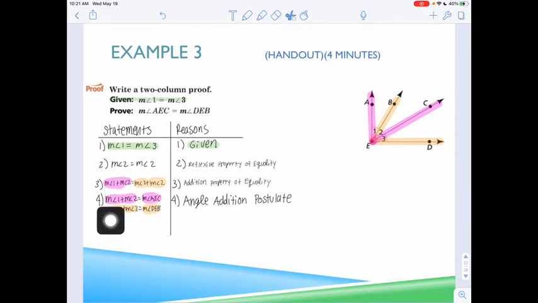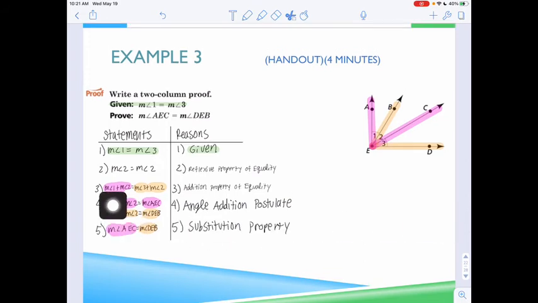However, we can also see in the diagram that the measure of angle 1 plus the measure of angle 2 is equal to the measure of angle AEC. Here's 1 and here's 2. If we add those up, we get AEC altogether. And the measure of angle 3 plus the measure of angle 2 is equal to the measure of angle DEB. Here's 2, here's 3, and if we add those together, we get the entire measure of angle DEB. This is the angle addition postulate.